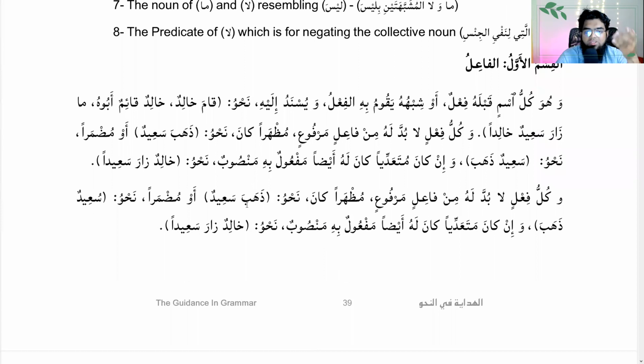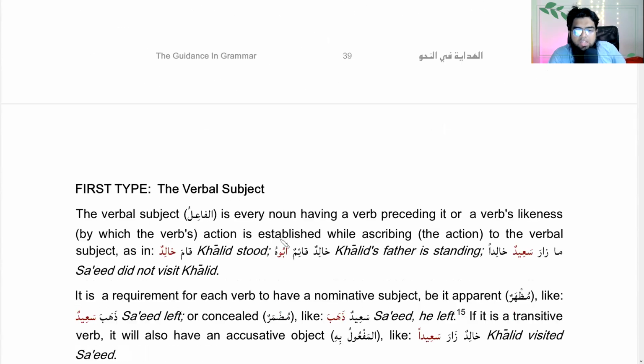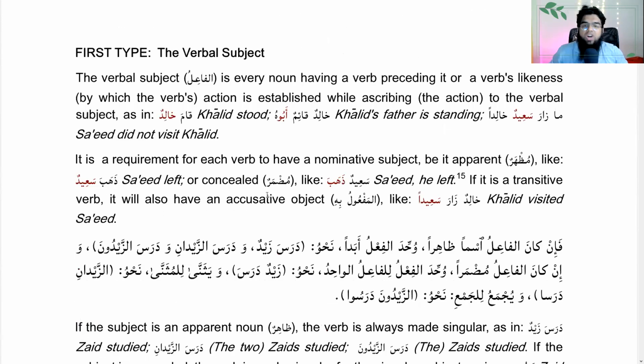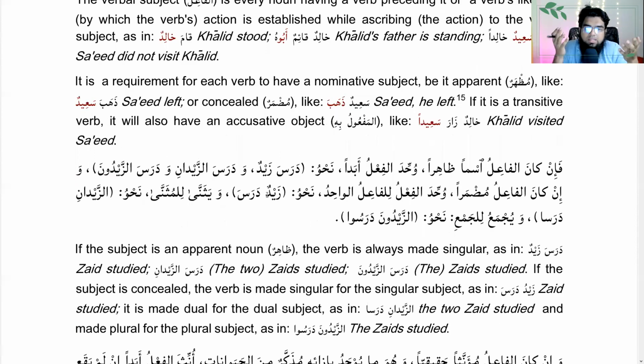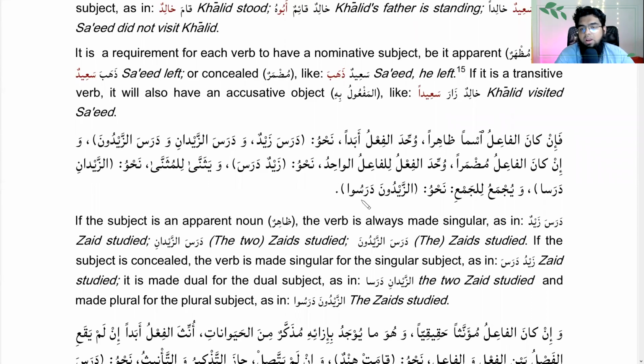وكل فعل لا بد له من فاعل مرفوع. This is a repeat, I guess. This is a mistake. مظهرا كان نحو ذهب سعيد أو مضمرا نحو سعيد. This is just a copy paste. وإن كان متعديا كان له أيضا مفعول به منسوب. If it is متعدي, it will also have a مفعول به. This is just a repeat. نحو خالد زار سعيد. So that is fine. That this is the fa'il, the doer. It should be dhamma, right? Marfu. Fine. And it could be a pronoun also, as he says. It could be mustatir, damir mustatir.